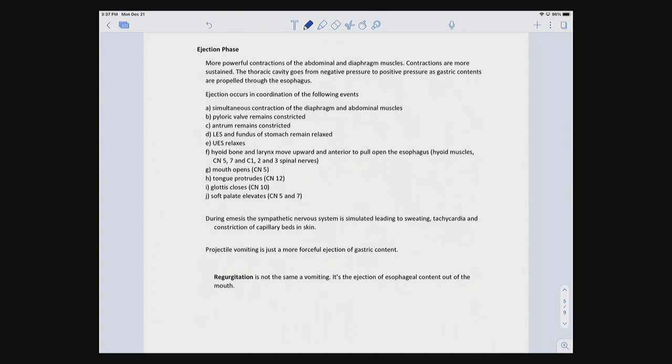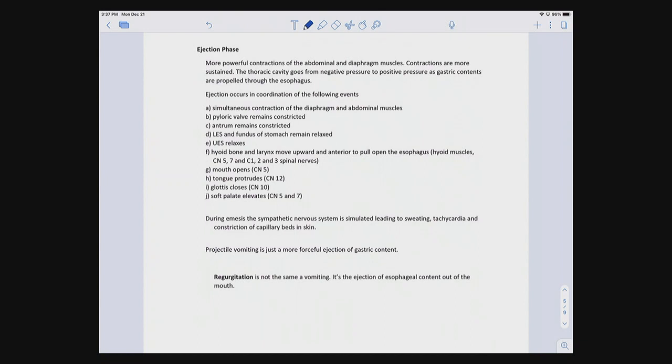Typically, if the cause of the emesis is something GI related, in terms of an irritant or a pathogen or some chemical in the gut, I would expect a more extensive retrograde peristalsis. If you're throwing up because you have motion sickness, probably less retrograde peristalsis. So again, not all emesis events are the same. It depends upon what's causing it.